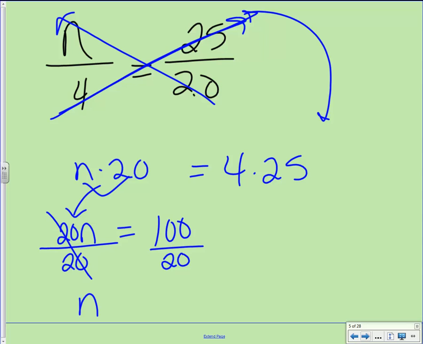I end up with n on the left side, equal sign in the middle, and then the answer of 100 divided by 20 is going to give me n equals 5 as a final answer.